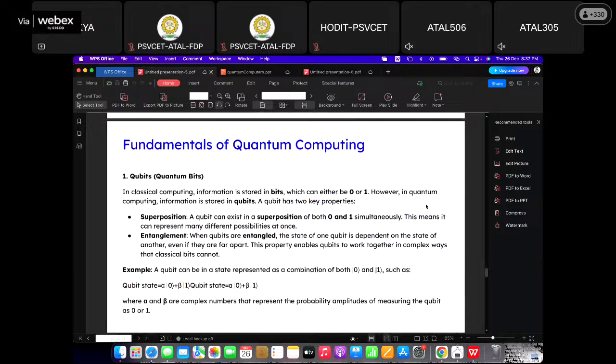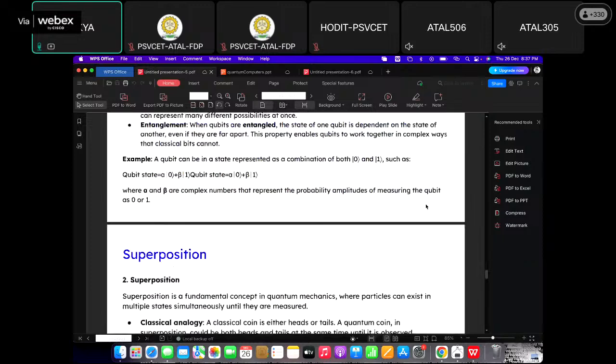So first one, that is qubits. In classical computing, information is stored in bits, that is zeros and ones. In quantum computing, information is stored in qubits. A qubit has two key properties. Number one, superposition, and number two, entanglement. Then we have superposition. What is superposition? Superposition is a fundamental concept in quantum mechanics, where particles can exist in multiple states.